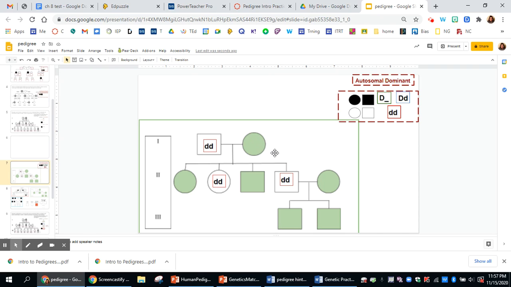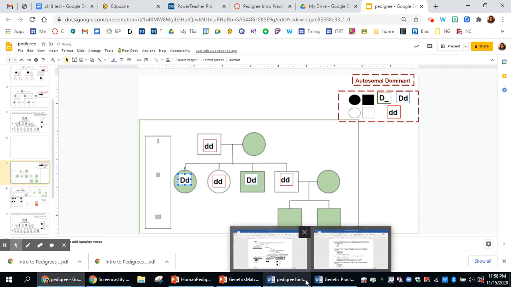But what I want to know is, what is that second letter? Do I have enough information? So look at this dad here. The only thing he has to give are two little letters. So that means all of his children will have at least one little d. Because these children are shaded in, I know the other one has to be a capital D, because that's the definition of autosomal dominant.